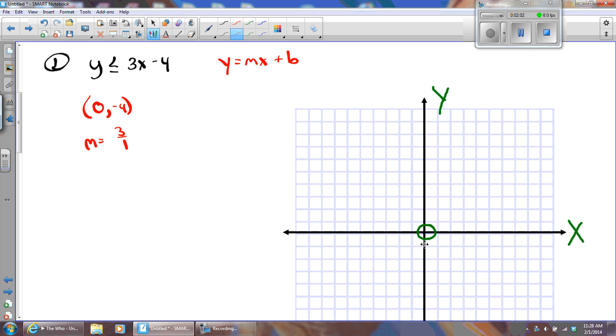So I'm going to go to 0, -4. 1, 2, 3, 4. Derek, make sure you don't go up here by mistake because it is -4, right? And then my slope is 3 over 1. So 1, 2, 3, 1. 1, 2, 3, 1. Let me get a nice line going here.